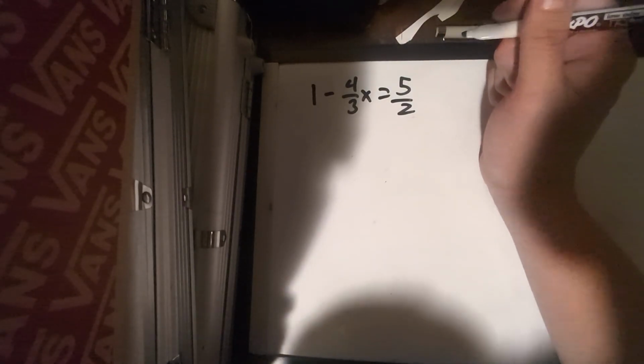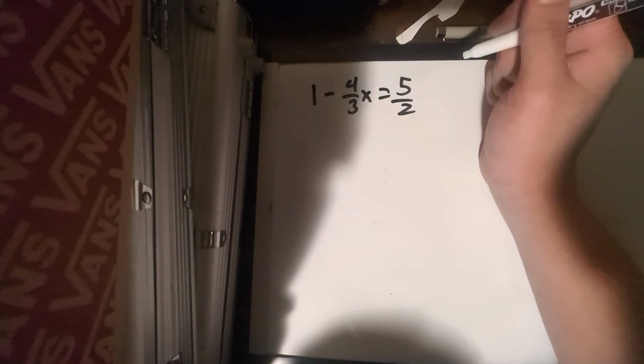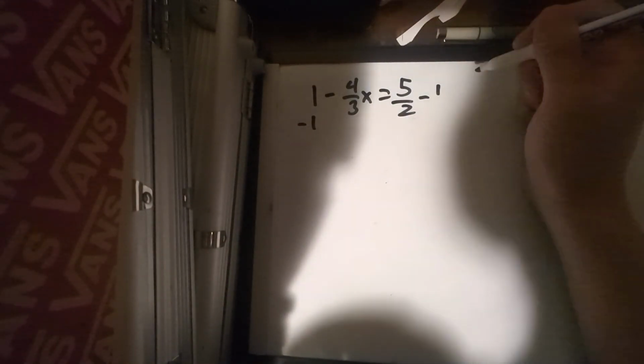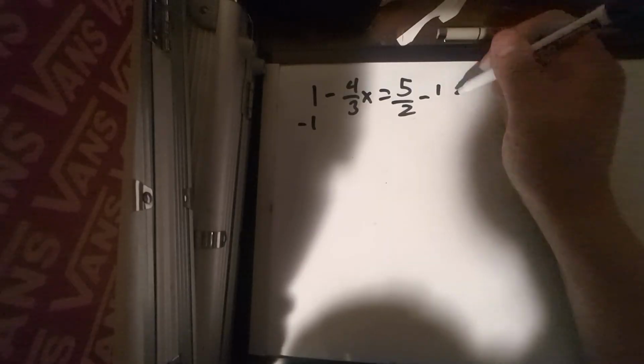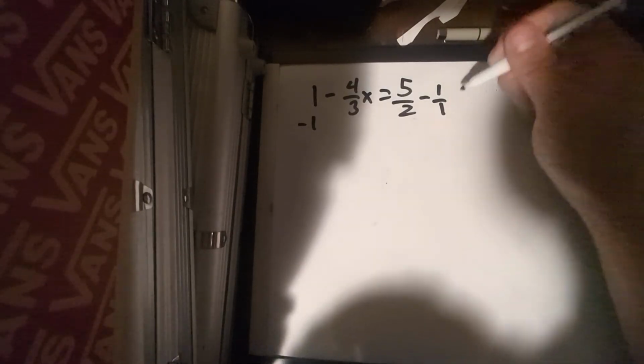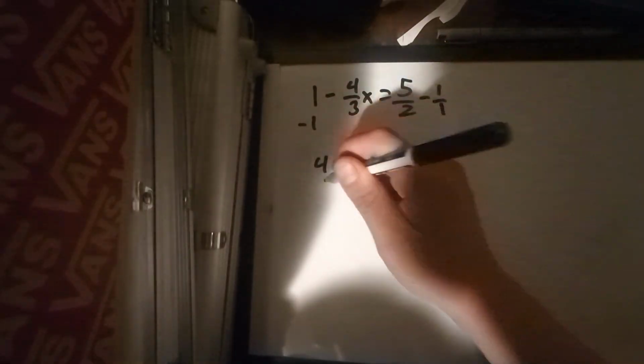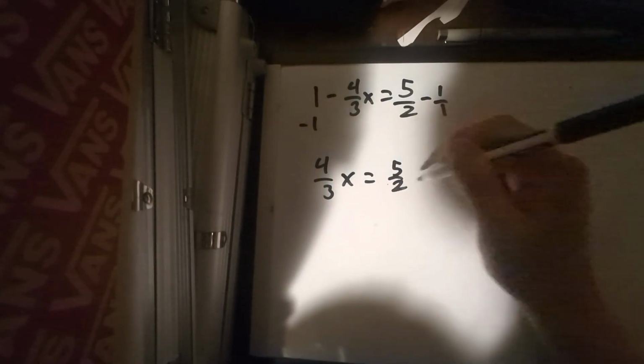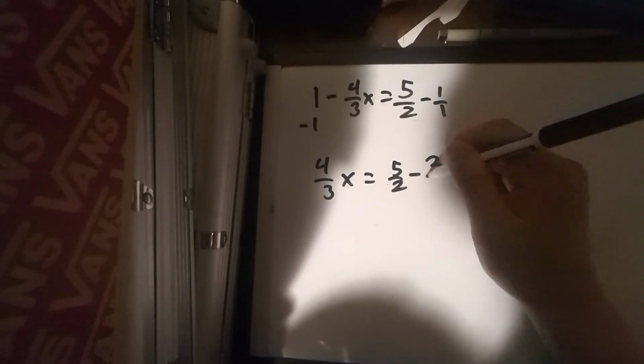Alrighty. There are a couple ways to approach this problem. First off, I want to get this 1 out of the way first. So I'm going to minus 1 on this side, and minus 1 on this side as well. You do have to make these common denominators alike. So we're going to make this into 2 over 2. It's going to look like this: 4 over 3x equals 5 over 2 minus 2 over 2.